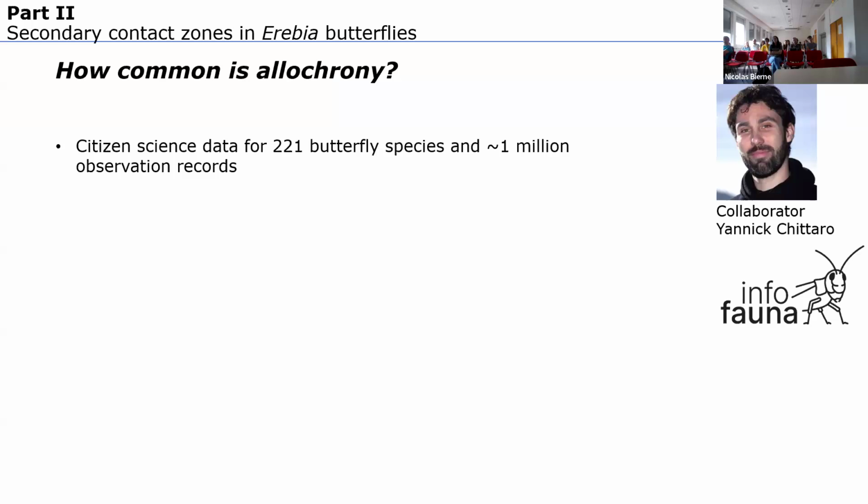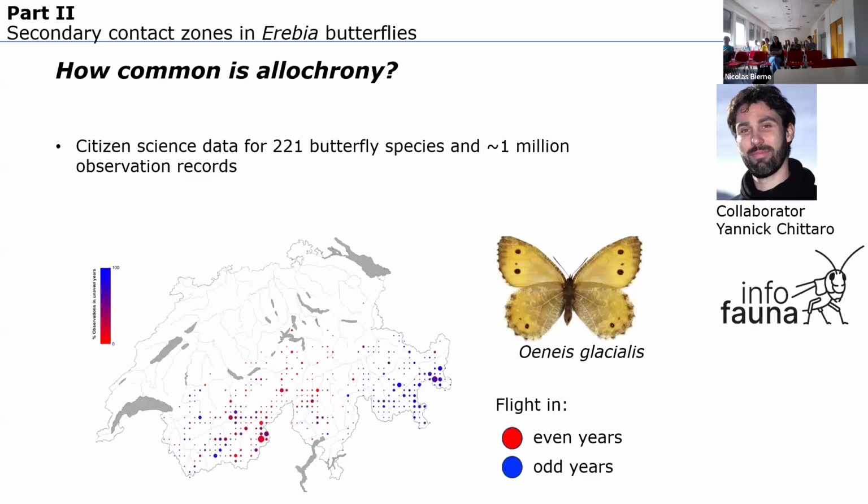And you may have wondered, what were the chances that we find this? At least I did. So we went to the citizen science data of Infofauna for all the Swiss butterflies. They had more than 1 million observations. And guess what? There's only one other case, which is Aeneis glacialis. We haven't studied that yet, but yeah, that was really a lucky find.